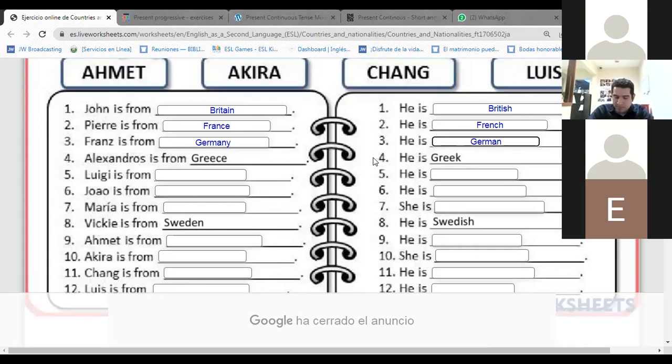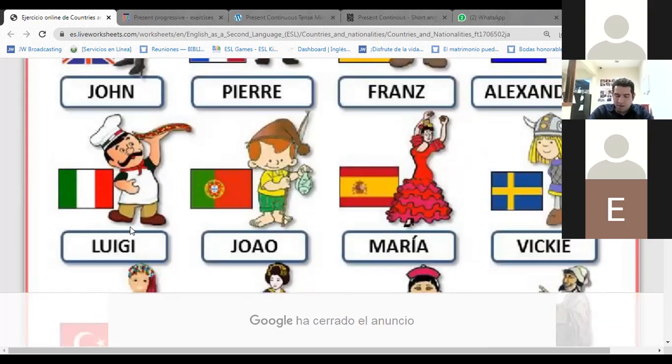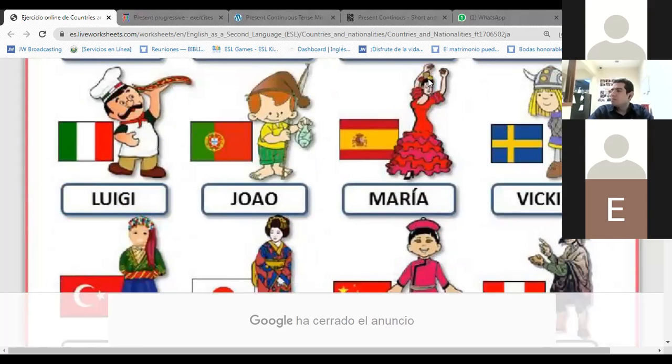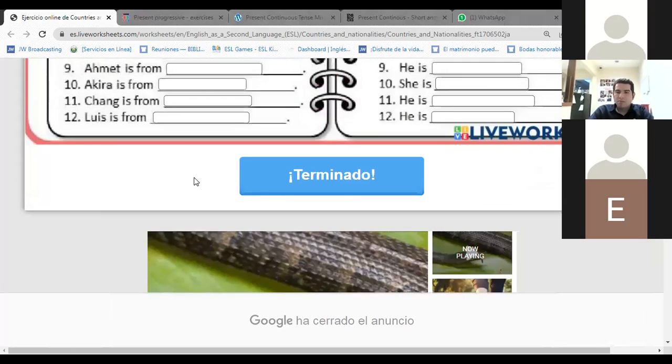Alexandros is from Greece, so he is Greek. Luigi. Italy. Exactly. Luigi is from Italy, so he is Italian. Joao is from Brazil. So he is? Brazilian. Maria is from? Spain. So she is?